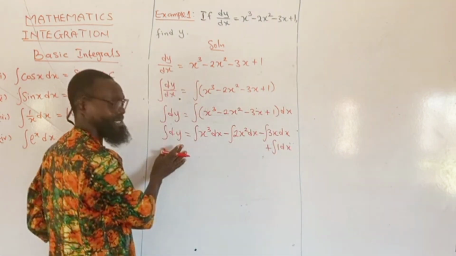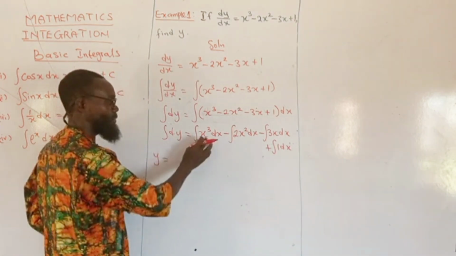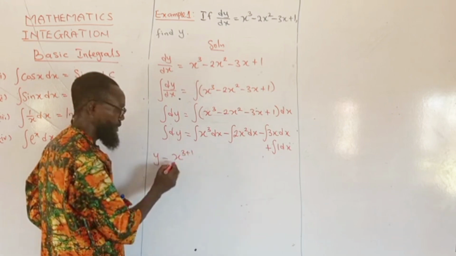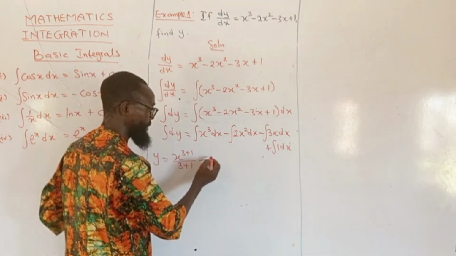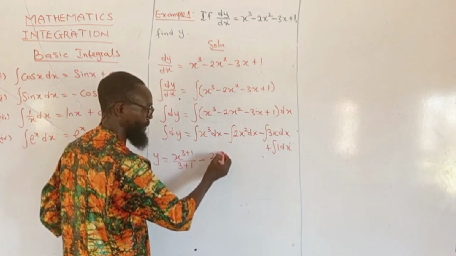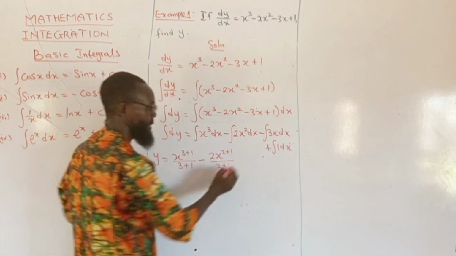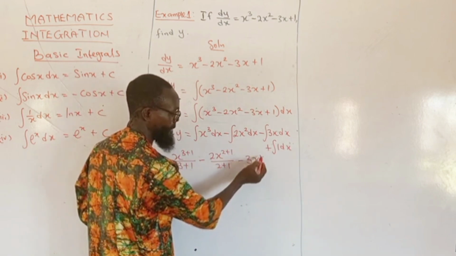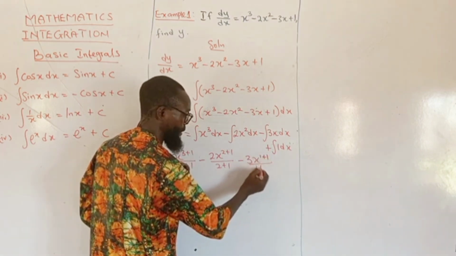When you integrate dy, we are going to have y equals, when you integrate it, x to the power 3 plus 1 over 3 plus 1, minus 2x to the power 2 plus 1 over 2 plus 1, minus 3x. Don't forget there is a power of 1 here: 1 plus 1 over 1 plus 1.